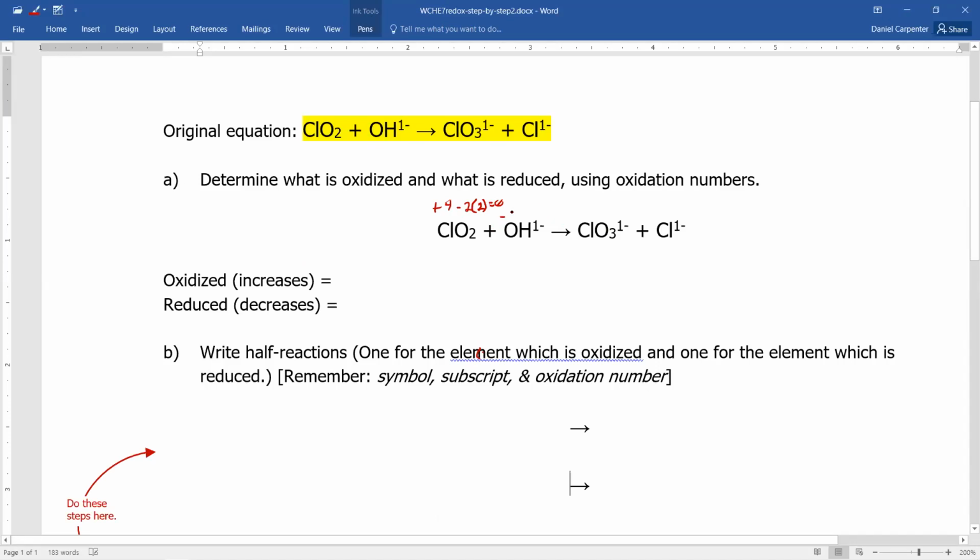Oxygen's almost always -2. Hydrogen's +1 with nonmetals, and that does add up to -1. Here, oxygen is -2, and there are 3 of them, and it has to equal -1. So chlorine would have to be +5. And here it's -1, because they're the same as their charge.